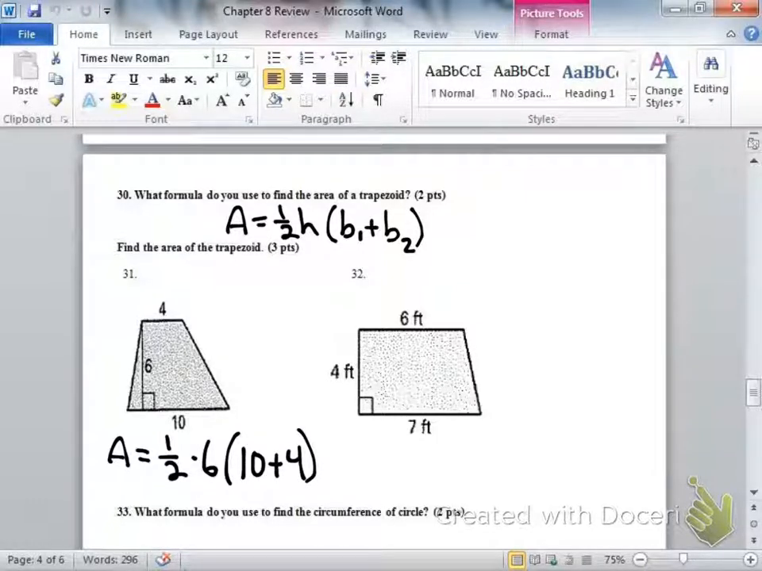Now if you're using the calculators that I recommend, the TI-30, you could type that in all at once, especially if you know how to use the ABC button. 1, ABC 2, that's 1/2, times 6. Open up the parentheses, 10 plus 4, close the parentheses. It will do the order of operations for you. Does anyone know the answer? I had got 42 squared. 42. There is no units, so you don't need to write the anything squared part after it.